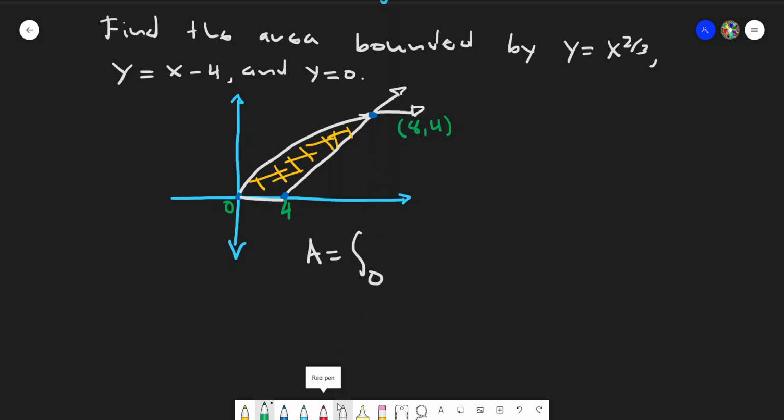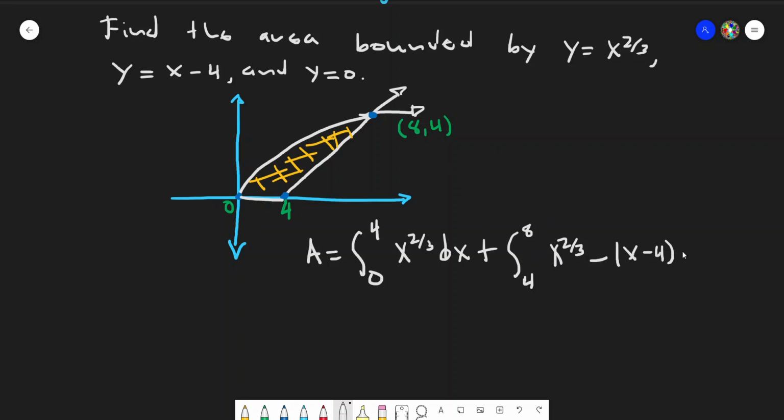Okay, so we have that the integral is going to be from 0 to 4 of x to the 2/3, but you're subtracting essentially just 0, so in that case we don't need to put anything, dx, plus the integral from 4 to 8 of x to the 2/3 minus, so that's going to be minus (x minus 4), and that's dx. We'll just put another extra set of parentheses. Now this integral is not too bad.